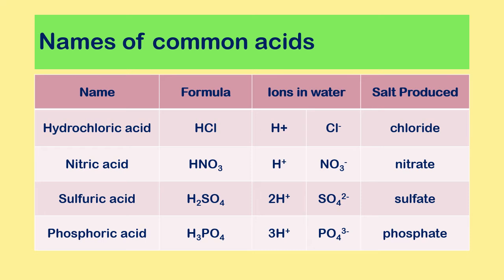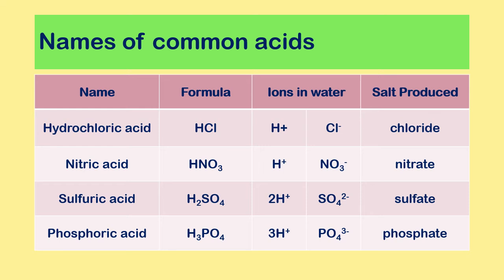Nitric acid is our next row. Nitric acid has the chemical formula HNO3. When it dissolves in water, you get a hydrogen ion, which is what makes it an acid, and you also get the NO3 minus ion. Now that ion is called a nitrate ion, and this means that whenever nitric acid reacts with a base or an alkali and produces a salt, part of the name of that salt will include the word nitrate. So the salts that are produced from nitric acid will be a something nitrate.